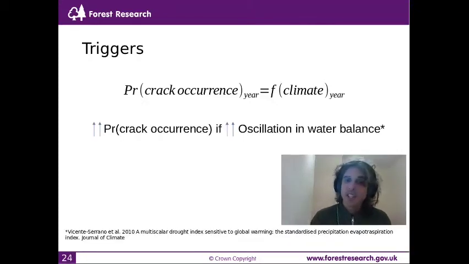And our results suggest that Jim may be quite right actually. Oscillation in the water balance was actually the only significant variable affecting the probability of crack occurrence. The larger the oscillation, the more likely the cracking. So if a year has a very dry period and a very wet period, then cracking is more likely. That's great, but why?